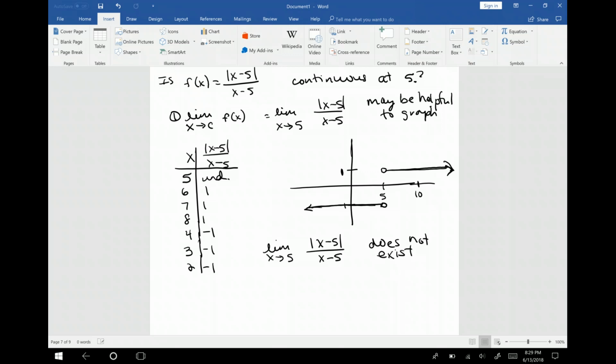So the limit does not exist. And also, if we do that second step and try to define f of 5 by plugging that into the function, I'm just going to write DNE for does not exist. That does not exist either. So the limit doesn't exist, the function doesn't exist, so this one is not continuous.